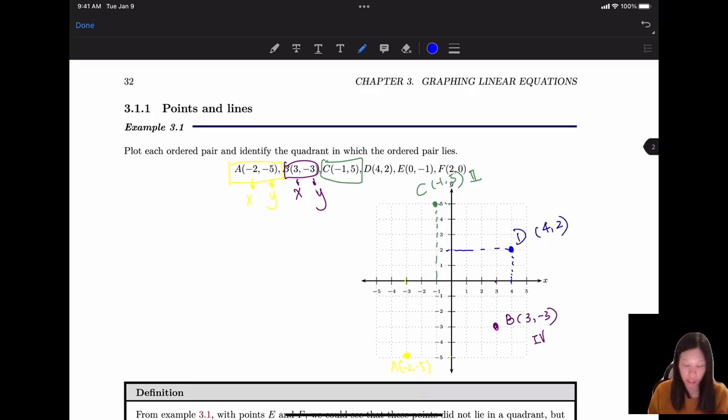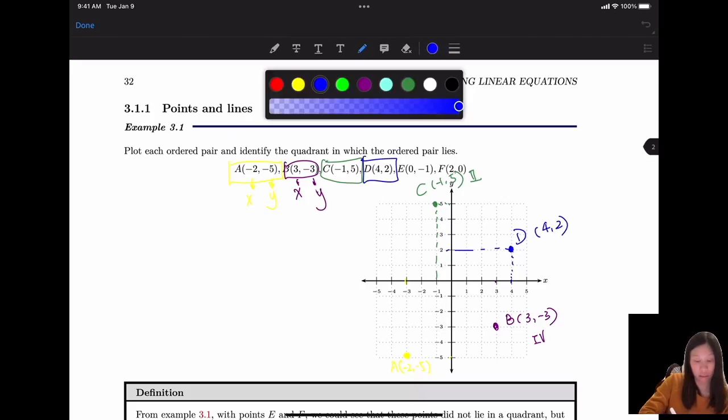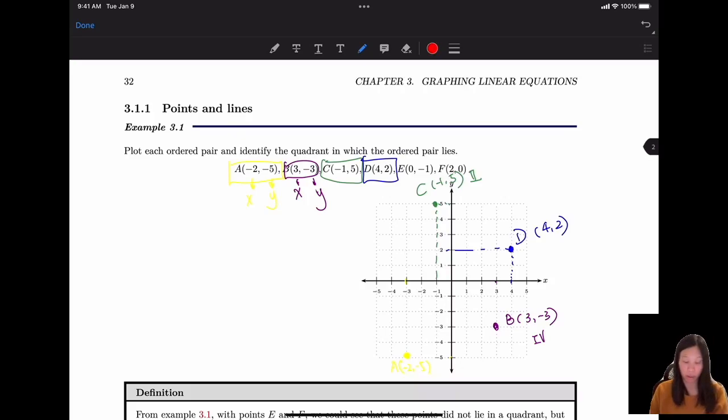And then we have E. Sorry, let me use the red one. E is 0 and -1. When x equals 0, it's going to be in here, this is x equals 0, and then y equals -1. So this is our E, which is on the y-axis. Whenever the x coordinate equals 0, it's going to be on our y-axis, because that's when x equals 0.